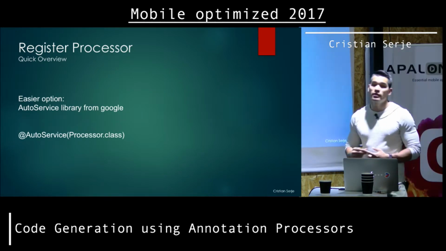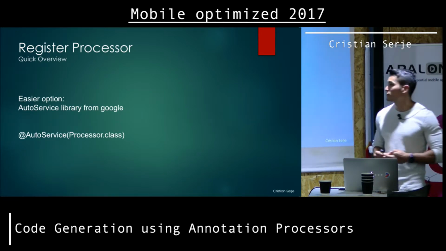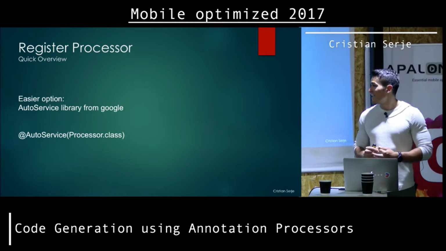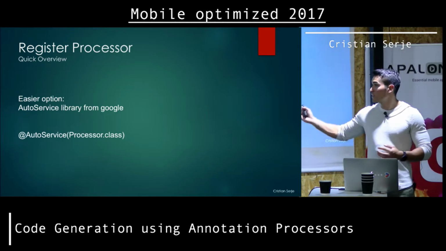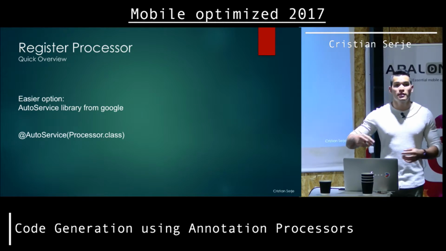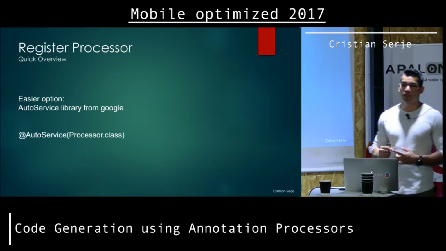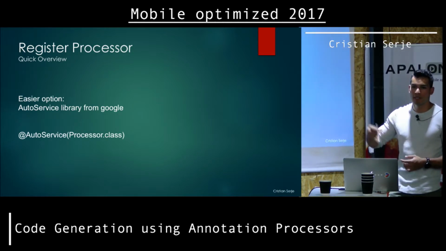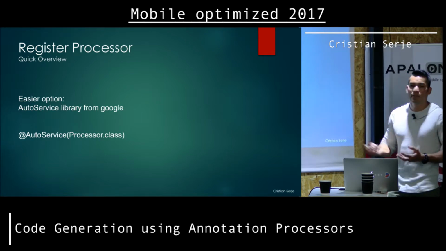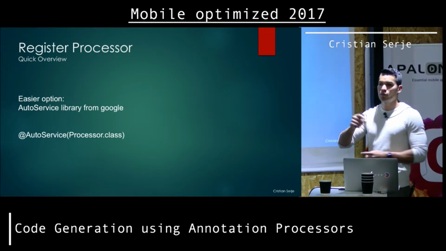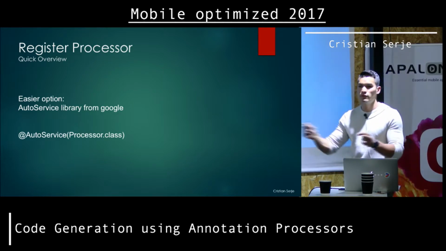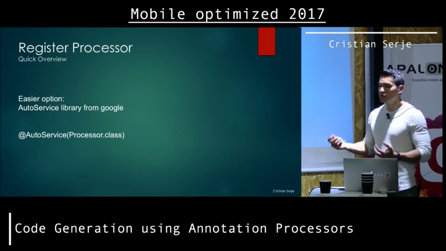Or there is an easier option: use AutoService. It's a library from Google. It's enough to use AutoService and annotate your processor, and it will create the file that I just mentioned before. But I mean, creating the file is not a big deal. Create the file, put the fully qualified name of the processor, and it will work.